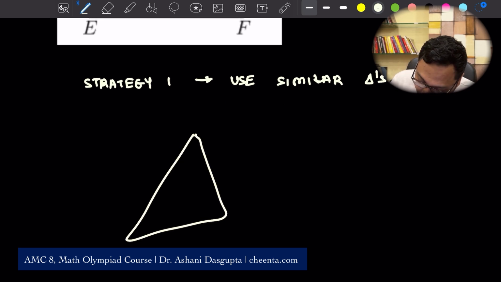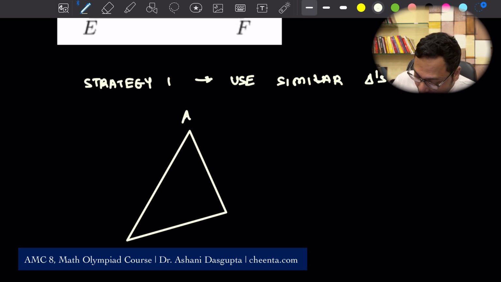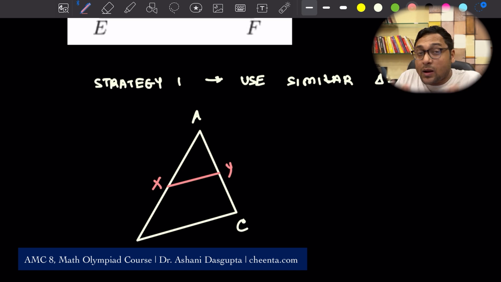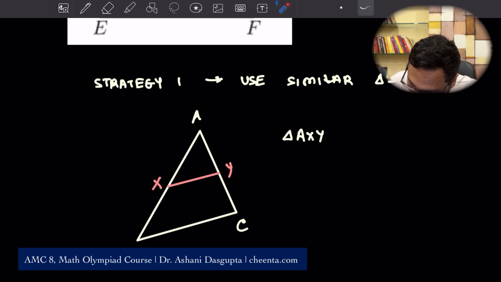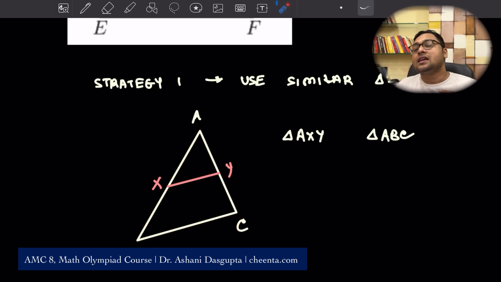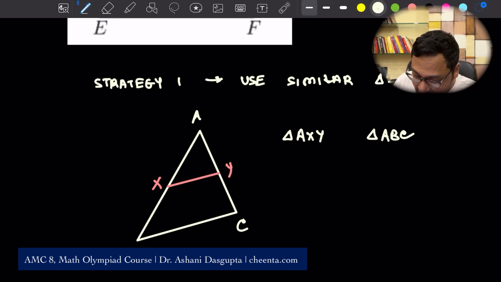Well, here is the property. Suppose if you have 2 triangles, ABC, and let's say if I draw another line here which is parallel to BC, XY. So I essentially have 2 triangles. The first triangle is triangle AXY, which is this one. And the second triangle is triangle ABC, which is this bigger triangle. Okay? Now, these two triangles are similar. Similar means their sides are proportional.